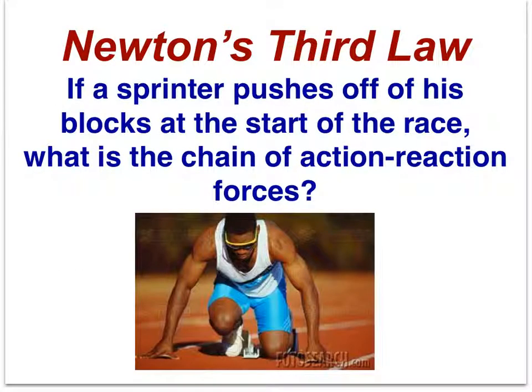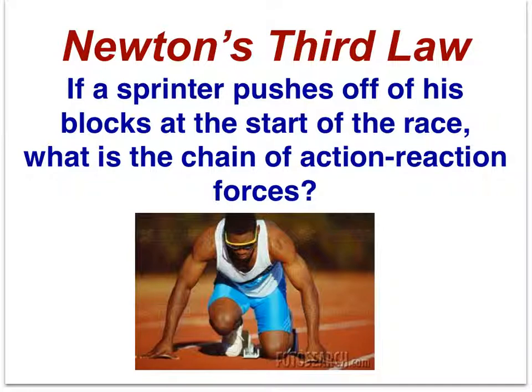Here's a sprinter in some sprinting blocks. If the sprinter pushes off the blocks at the start of the race, what's the chain of action-reaction forces? Well, you have the sprinter pushes on the blocks, blocks push on the sprinter. That's one pair. The blocks push on the track, track pushes on the blocks. The track pushes on the ground, ground pushes on the track. The ground pushes on nothing.